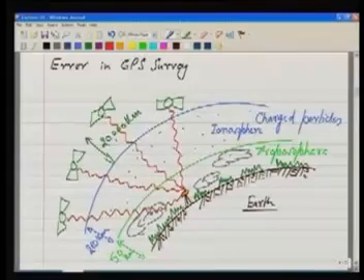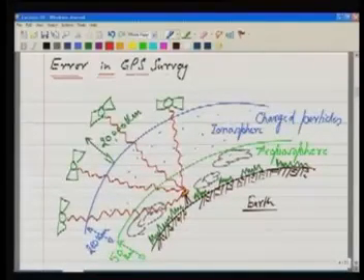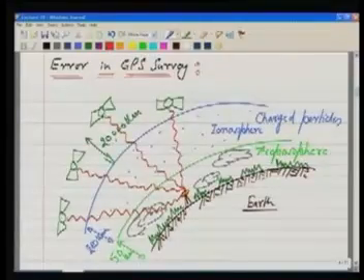Well, having said that, now we will go for errors in GPS survey. What are the various sources of the errors? For this, we would like to see how the GPS signal starts, where from it starts, then how does it travel, and finally where are the sources of errors.